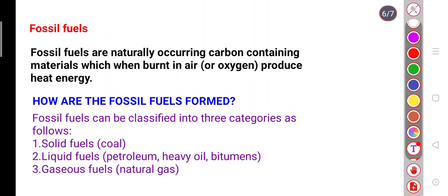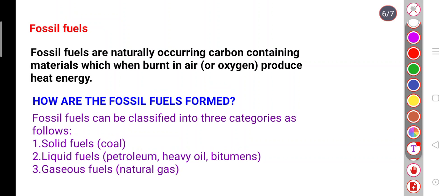Now, how are the fossil fuels formed? Fossil fuels are formed in nature by the decomposition of plants and animals, which got buried under the earth due to geological changes that occurred millions of years ago. These are obtained from the earth either by digging or drilling holes into it. Fossil fuels are exhaustible or non-renewable energy resources because they take millions of years to form, and the reserves are being depleted much faster than their formation.